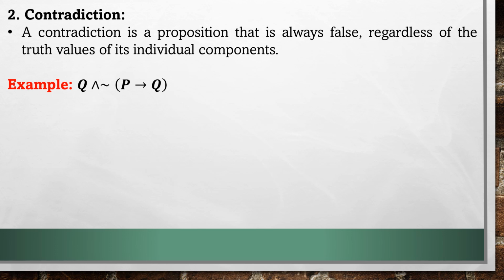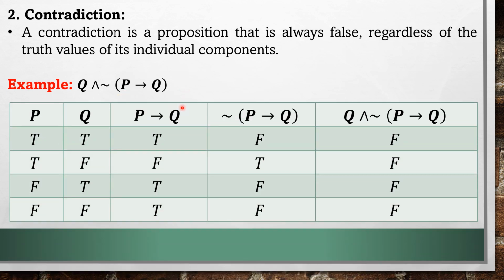Okay? So, meron tayo ditong example na Q and it is not true that if P, then Q. Okay? Q and it is not the case that if P, then Q. Alright? So again, dahil tayo ay merong dalawang statement, so 2 raised to 2 is 4, we have 4 possible outcomes.